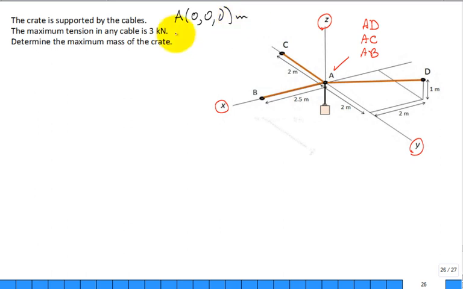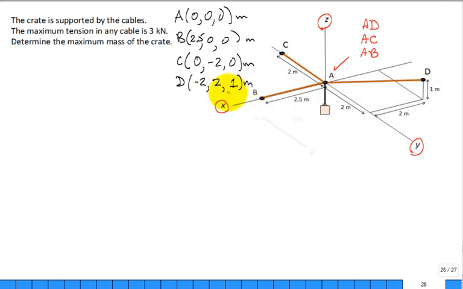What about the location of B? 2.5, 0, 0 meters. How about the location of C? 0, negative 2, 0 in meters. How about the location of D? Negative 2, very good. Positive 2, positive 1 in meters. So there's a lot of information.